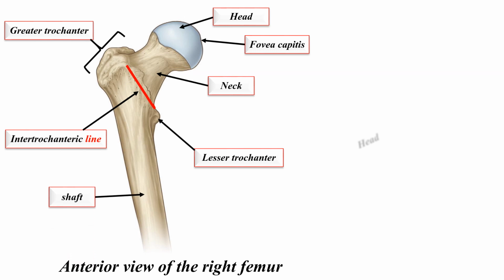This is the shaft of the femur. It is a convex surface. It is smooth and rounded. The vastus intermedius muscle arises from the upper two-thirds of the shaft from the anterior and lateral surfaces.